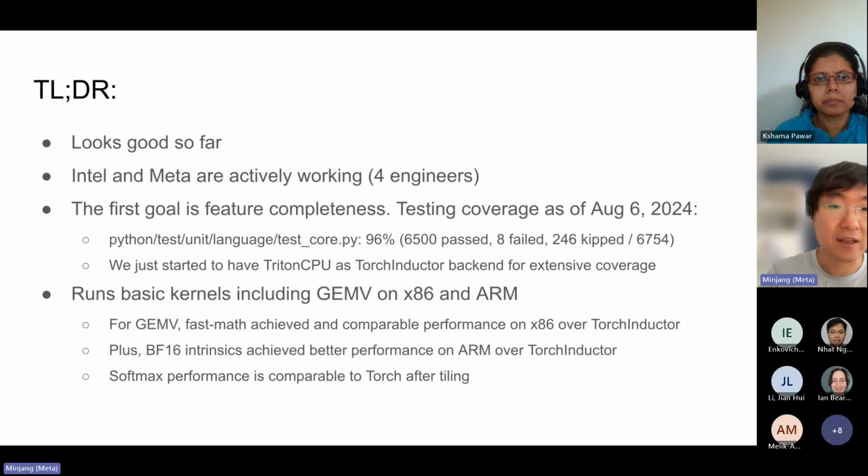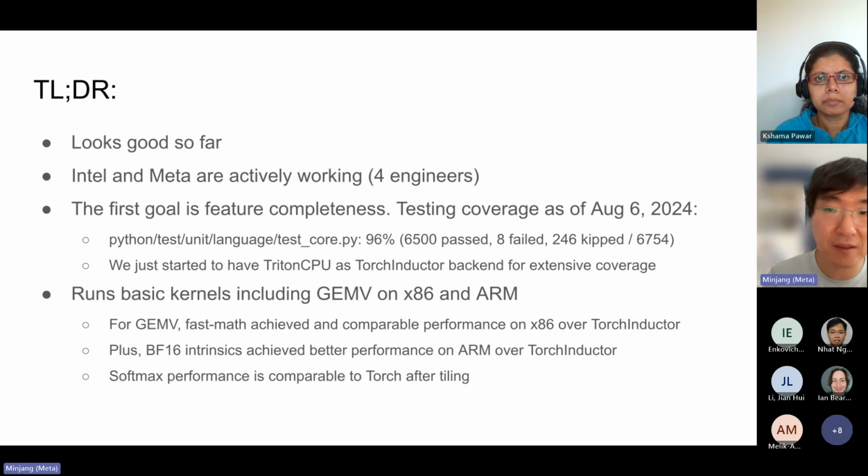Both Intel and Meta are actively working right now. We have around 4 engineers. There was also a PhD summer intern from Meta, who worked on the ARM side. This is our internal goal, but also an important milestone for Triton CPU in the open source community. I would say the first goal is feature completeness. The meaning of feature complete is kind of vague, so we set up a couple of bars.